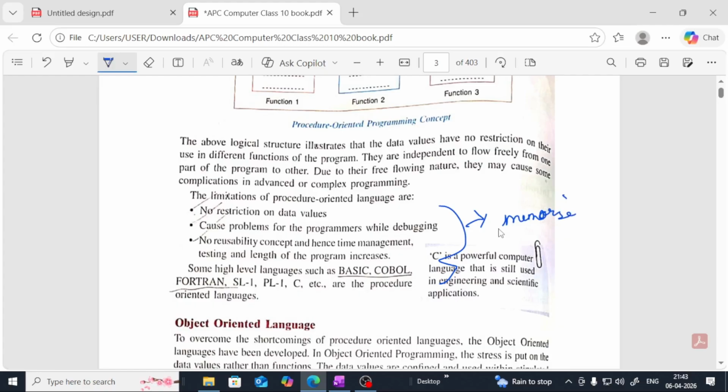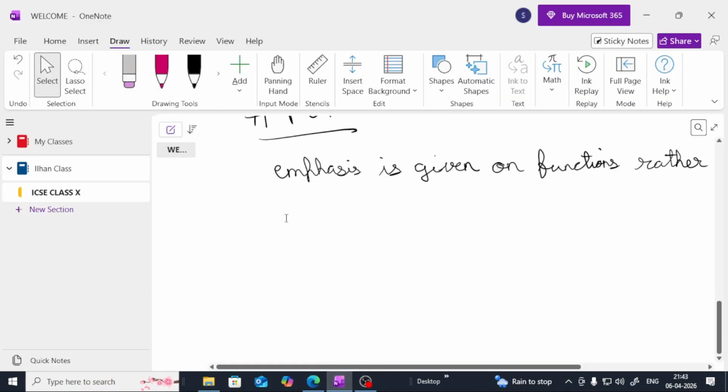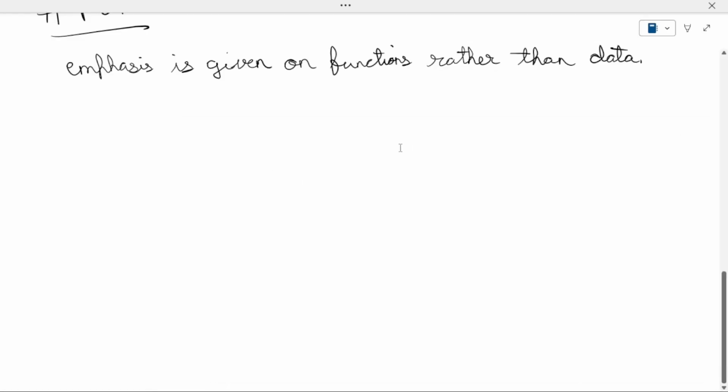Now, the most important thing which comes from here is these examples. These are very important. Examples of procedure oriented languages: you just remember BASIC and COBOL. This would be enough. Examples are BASIC and COBOL. Just remember this and just go through it once.